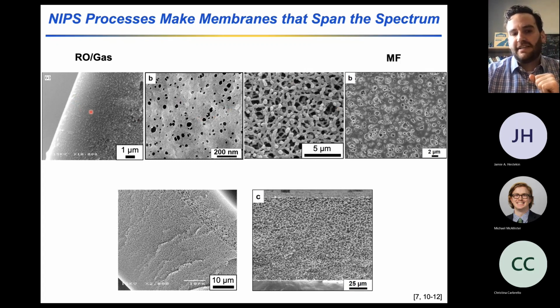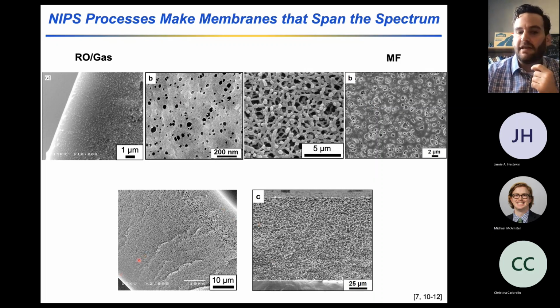And you can see as the average pore structure goes from small or almost a dense membrane on the left up to large pore sizes characteristic of a microfiltration membrane on the right. And these membranes were all made using variations on the non-solvent induced phase separation process. Additionally, you can manipulate the cross-sectional structure of the membranes using the process as well.